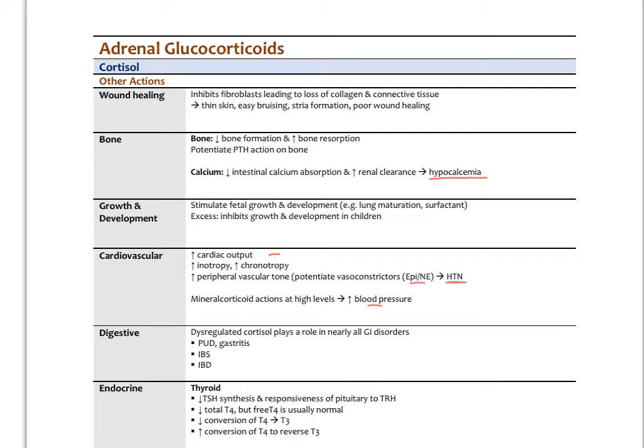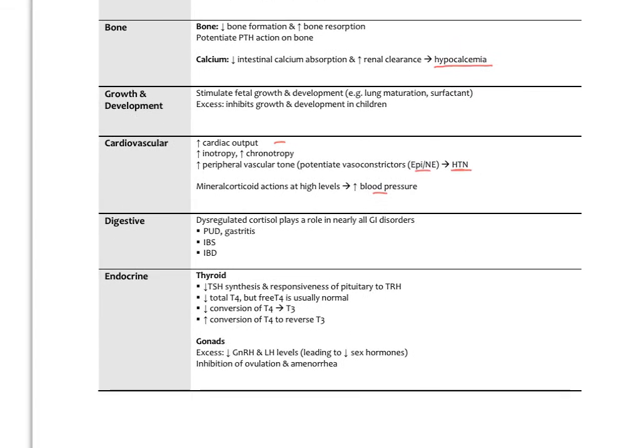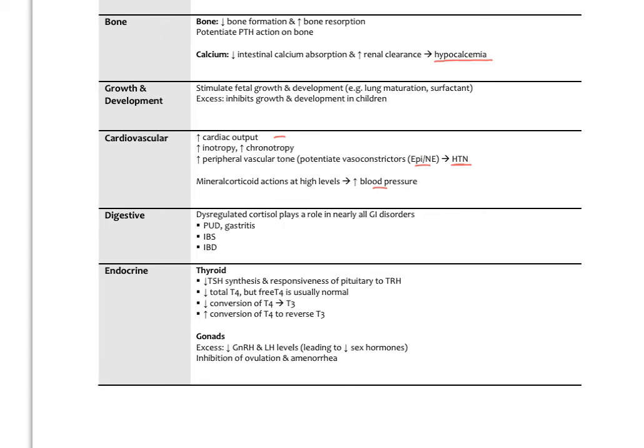And then digestively, dysregulated cortisol really has been shown to play a role in nearly every chronic GI disorder, including peptic ulcer disease, gastritis, irritable bowel syndrome, and IBD. So I often am going to be looking at the HPA axis in all those GI disorders. And then it has different effects on other endocrine glands. A big one is thyroid. We often see cortisol excess as a thyroid suppressant, basically.